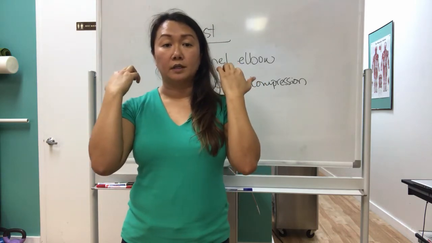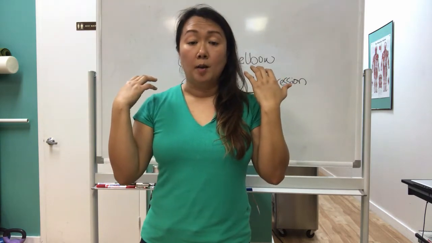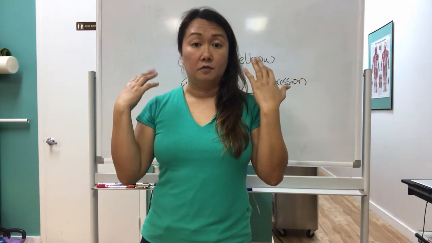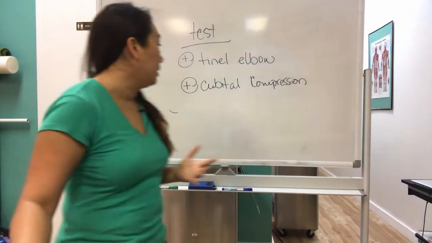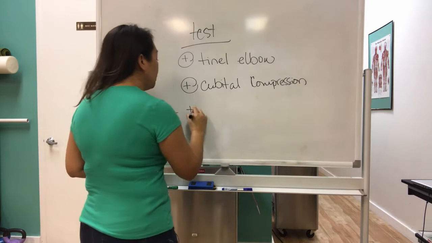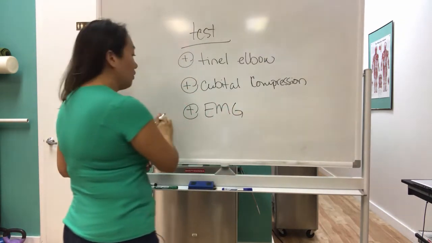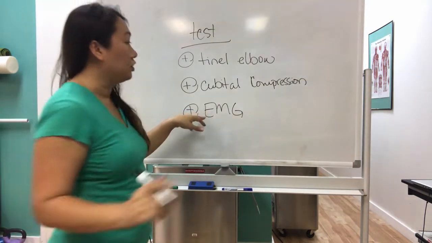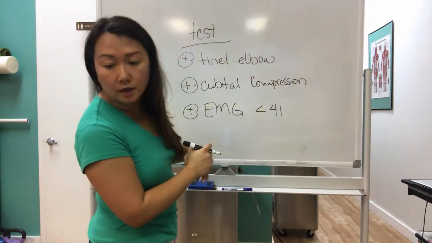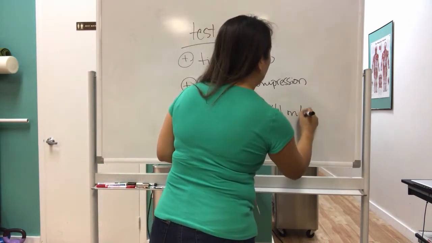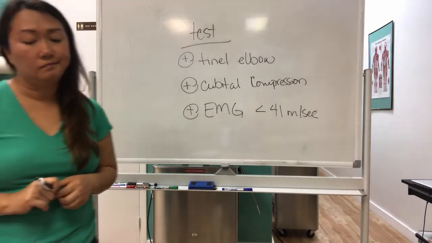So how you're going to test it is just have them bend their elbows and keep it for a minute. And if they notice any sensory changes, then that's positive for that. And the other one is if they do an EMG. So why do we need to know that? It's not that we're going to do it, but if the signal is less than 41 millimeters per second, then that means there's decreased signal.